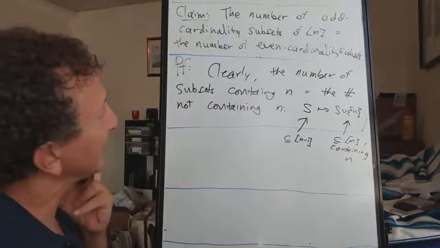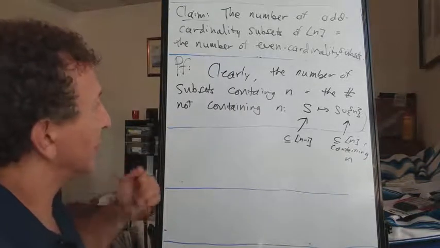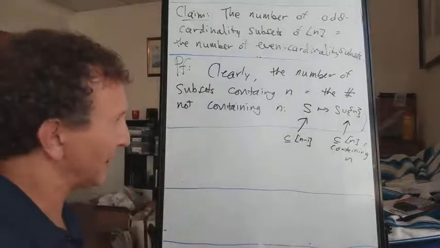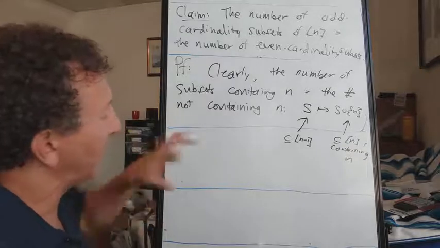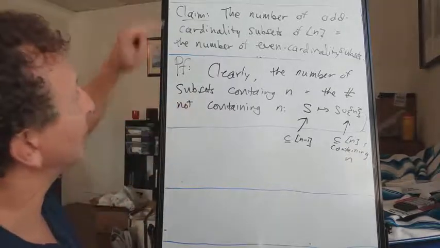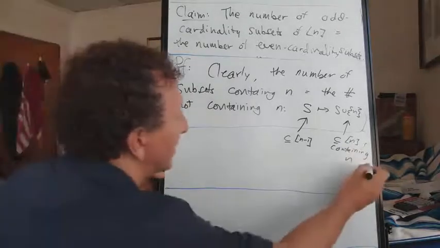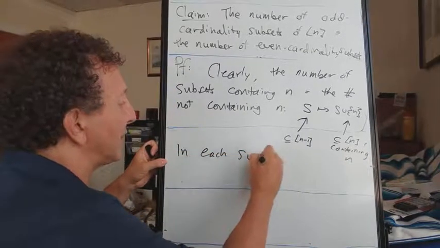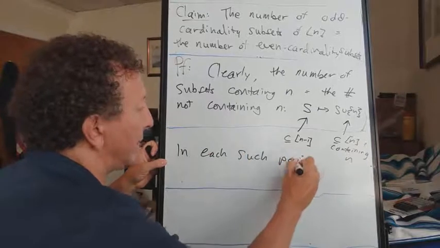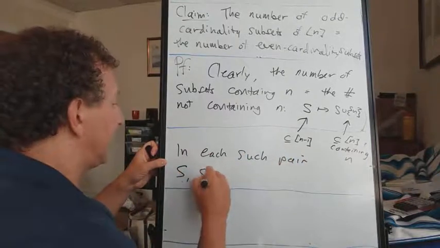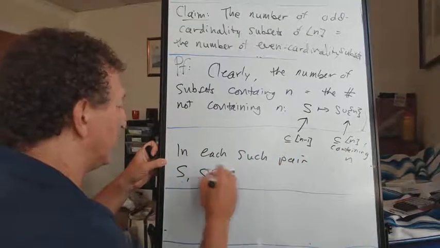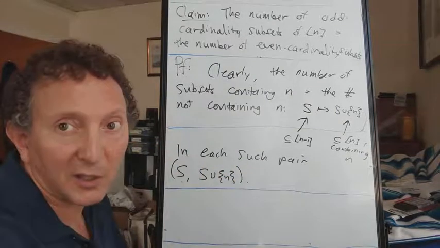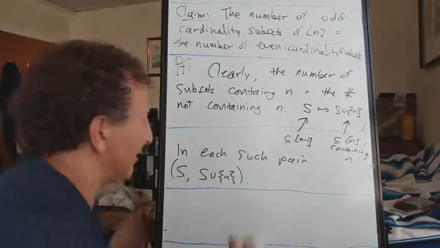Well, it's not exactly the bijection we want. That shows that the number of subsets containing n equals the number of subsets not containing n. Those are in bijective correspondence. But actually the same bijective correspondence proves what we want. Now in each such pair, S with n added to it, one of these subsets has odd cardinality and the other one has even cardinality.